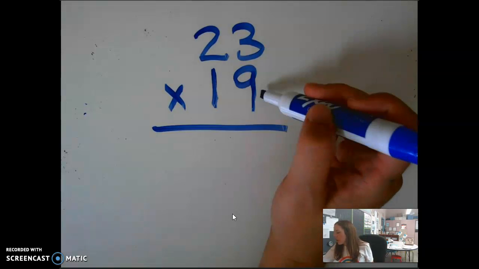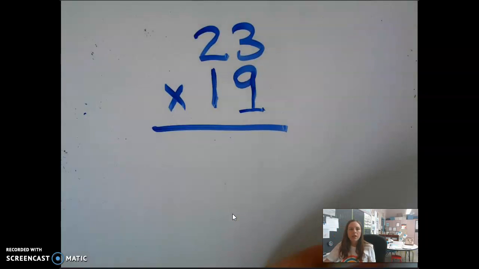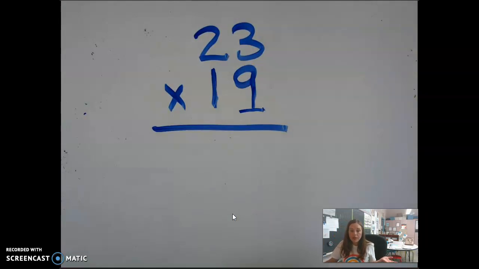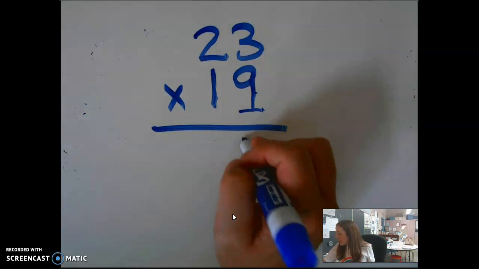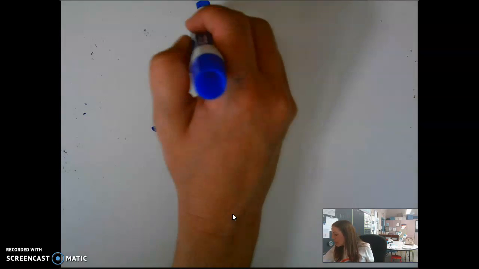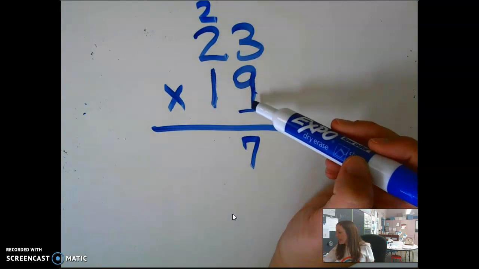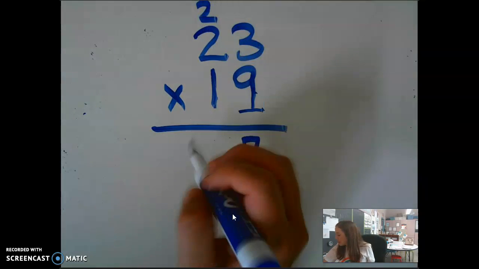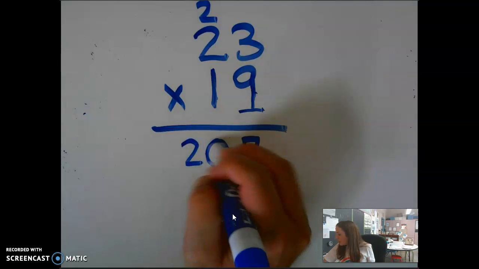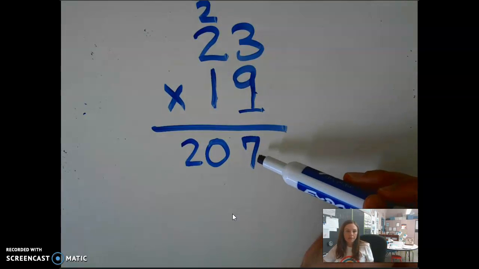So we're going to start by multiplying our ones place value by both of our numbers up top, which is the exact same thing we did for our previous problem, right? Okay, well, 3 times 9 is 27, so I bring my 7 down and carry my 2. 2 times 9 is 18, but I have 2 up here, so I'm going to add 18, 19, 20. So 23 times 9 is the same as 207.